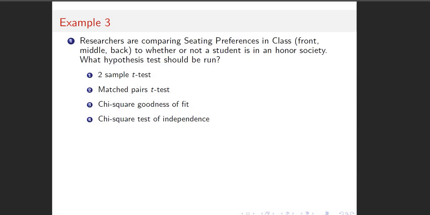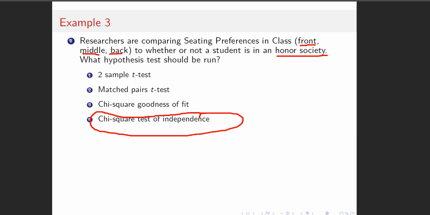And one final example, researchers are comparing seating preference in class to whether or not a student is in an honor society, and which hypothesis test should be run. Well, we've already run this. What did we run? It is a category variable, seating preference. And it is a category variable, yes or no, if you're in an honor society. Sorry, I didn't mean to scratch that out. I was trying to underline it. So when I'm comparing two category variables, what do I use? I use the chi-squared test of independence.